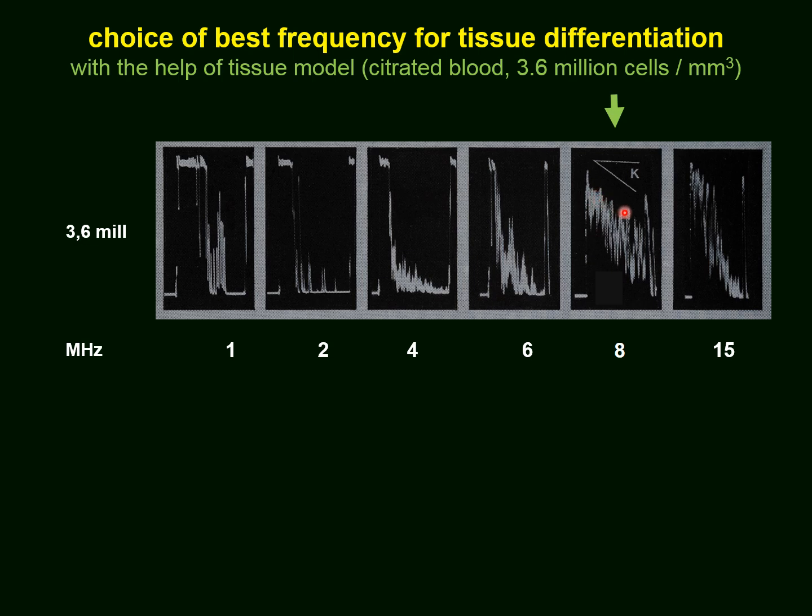with a fairly small and acceptable decline in spike height from left to right because of absorption, a small angle kappa. With 15 megahertz, this absorption was so strong, the angle kappa so big, that it was decided not to use that frequency for the tissue differentiation.